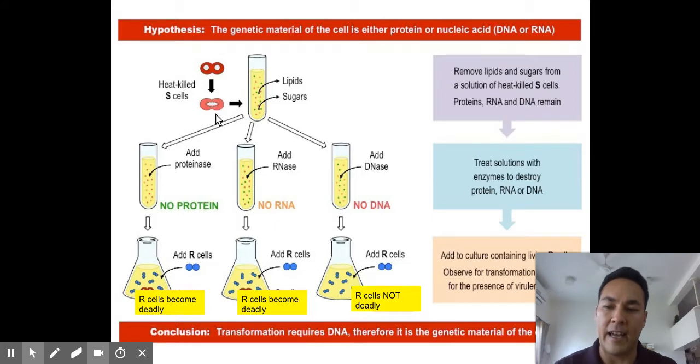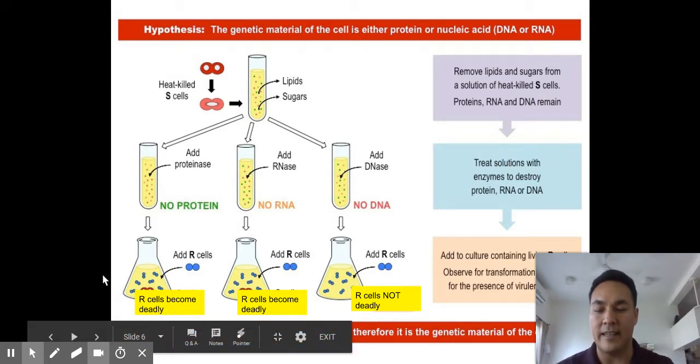Here's what happened. Avery and company took these heat-killed S cells. Remember, if you put the heat-killed S cells into a mouse, it won't kill them, right? The heat killed it. Here they added an enzyme. You can tell it's an enzyme because it ends in -ase, and it's going to destroy all the proteins in the sample. So it destroys all the proteins. They then added the R cells, and the R cells became deadly.